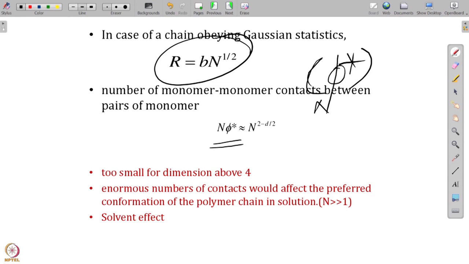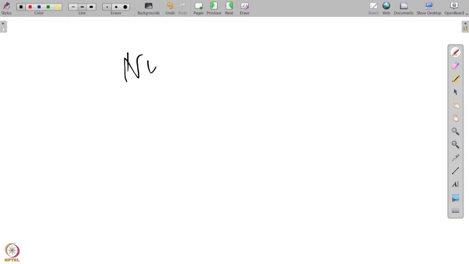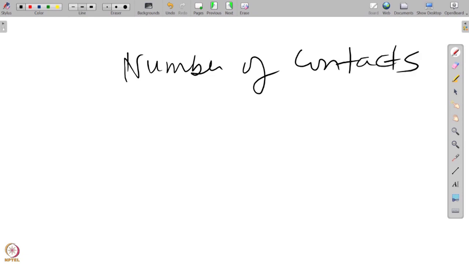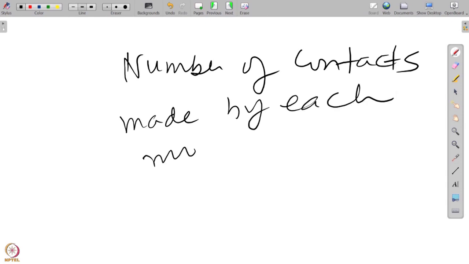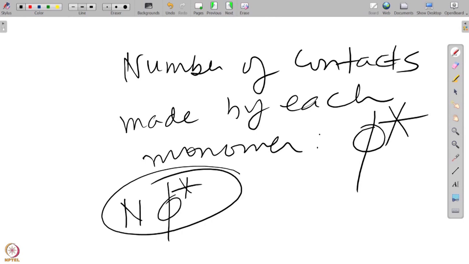So phi star is the number of contacts made by each monomer. So the number of contacts made by each monomer is phi star. This was in my notes, but I do not know what happened. So the total number of contacts for n monomers is n phi star. This is very, very important, and I will just show you how important it is.